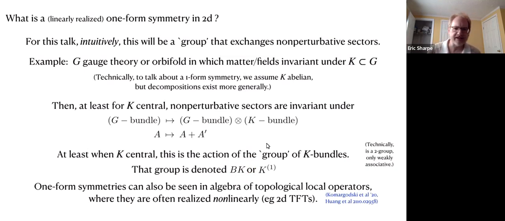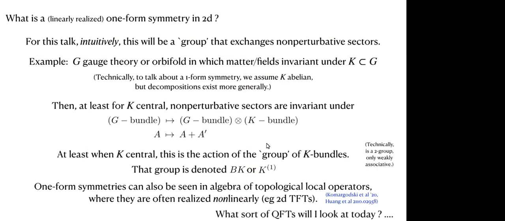There also exist nonlinear realizations of these things, which are wonderful, but beyond the scope of what I can talk about today. I have a question. Instead of a K bundle, if you had, say, a gauge transformation for a gauge field, that would also, in general, leave the action invariant and the path integral invariant, right? So the K bundle is different from a gauge transformation in some sense.